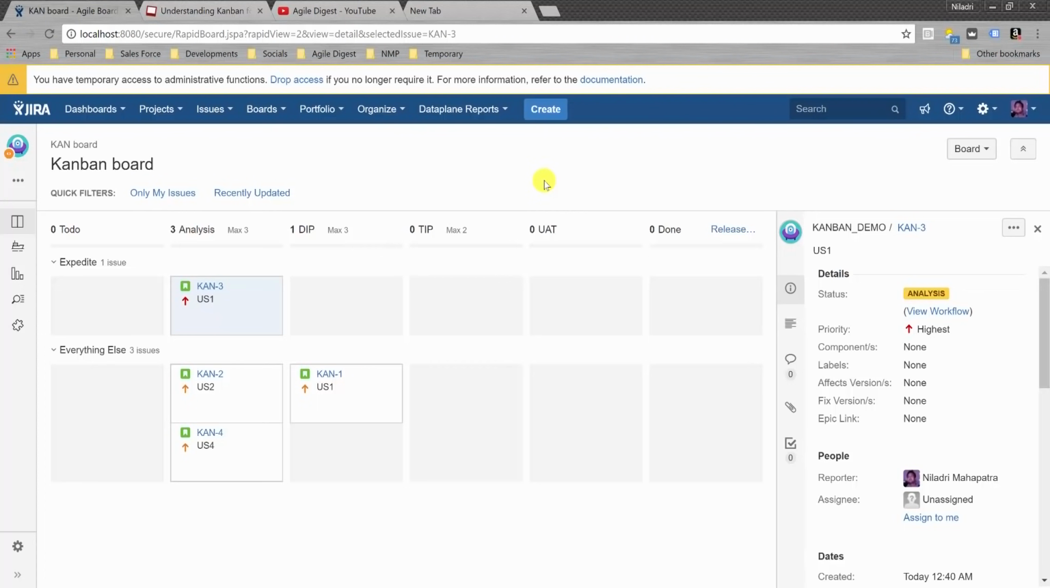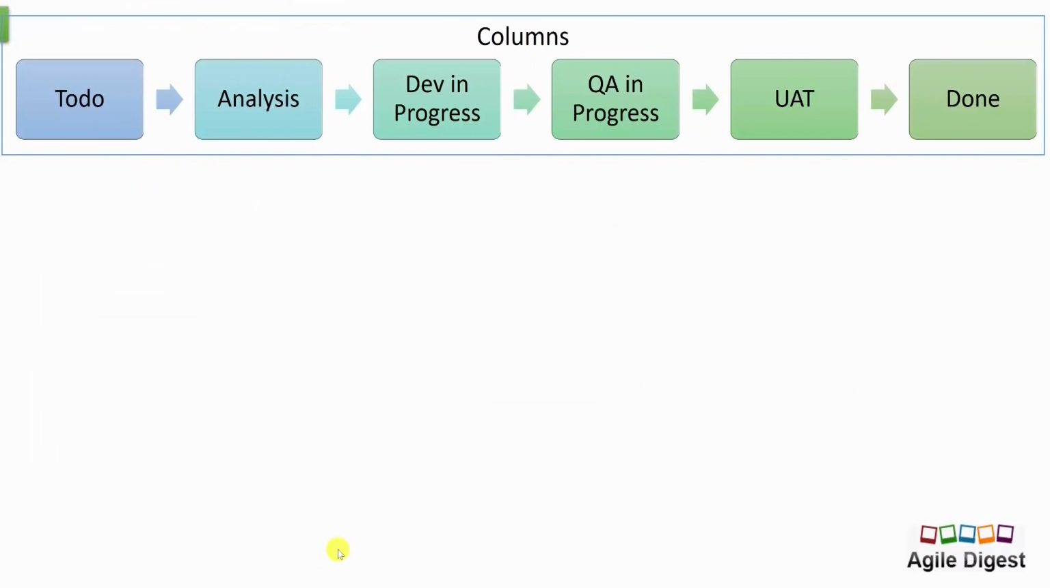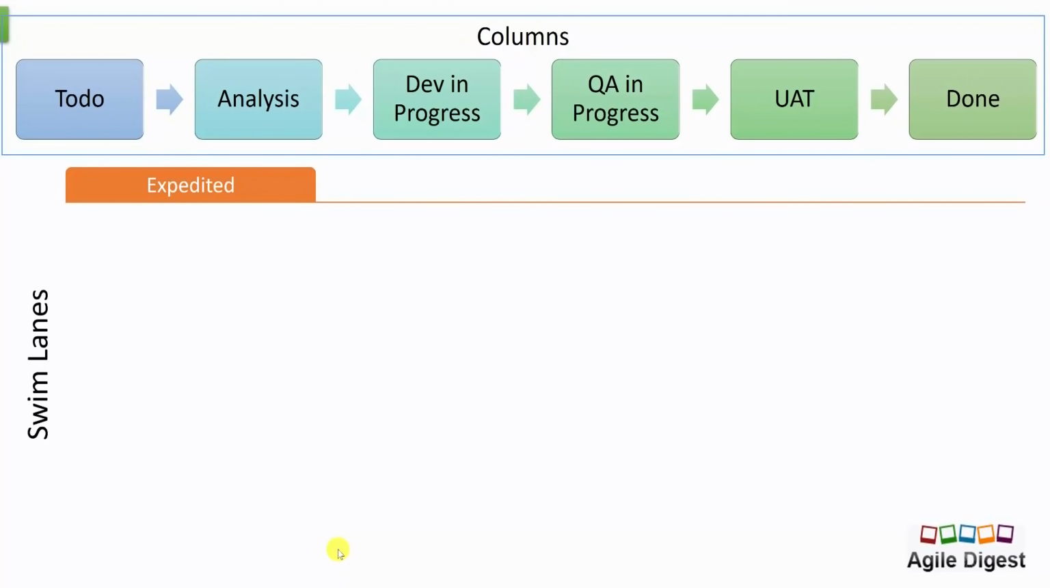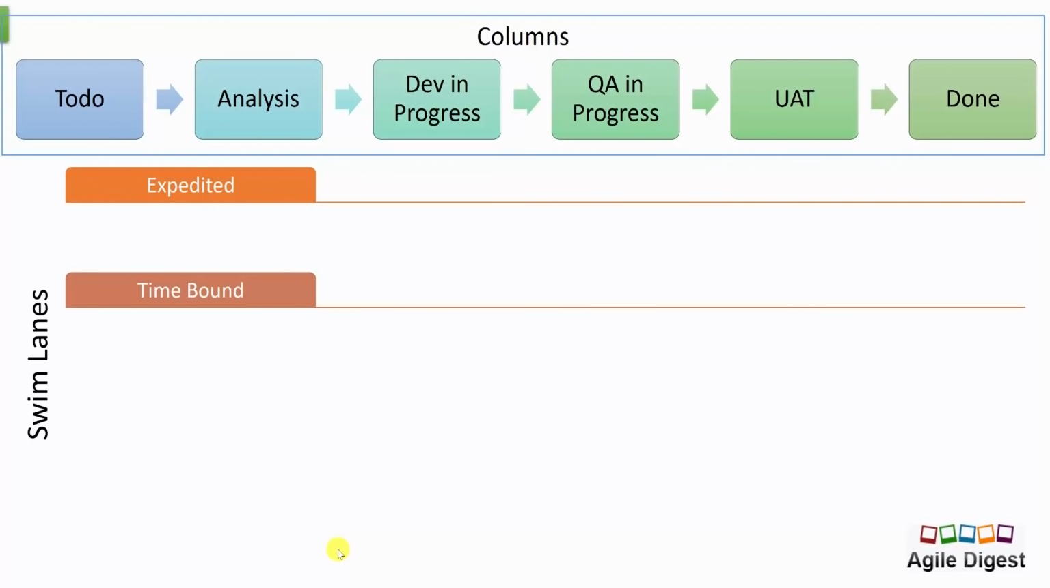For example, if we talk about the different columns we can have, let's look at what we learned from our previous video. Here we talked about the columns. Now, the strategic swim lanes we can have are one for expedite and one for time bound. Time bound means if there are any stories with a defined deadline, by that date they have to be complete, we put all those stories there.